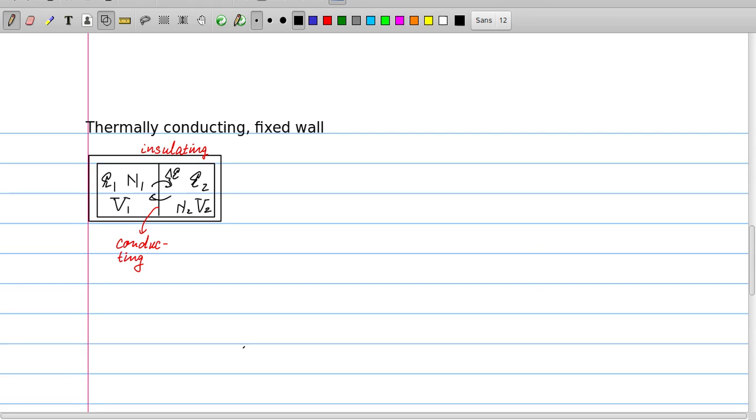We have a thermally conducting fixed wall which separates two volumes, two subvolumes. One volume has a number of particles N1, a volume V1 and an energy E1. The other has E2, N2 and V2, and the entire system is insulated, so this thick wall is insulating, which means that there is no energy leaking out, there is no work done on the system, and from that we infer that the total energy E1 plus E2 must be fixed.